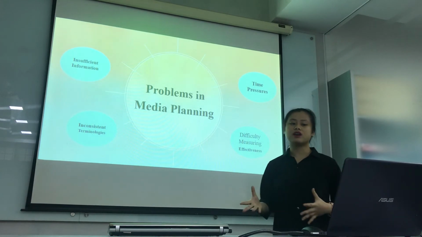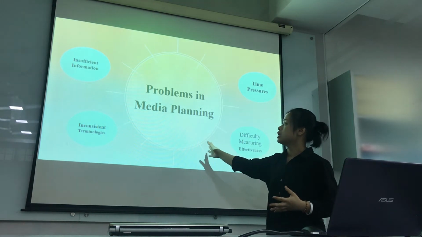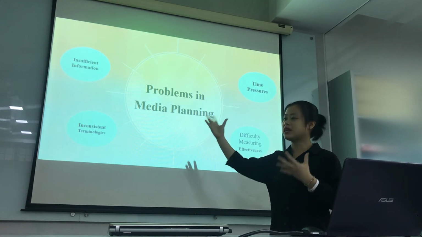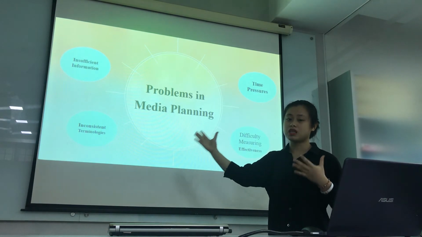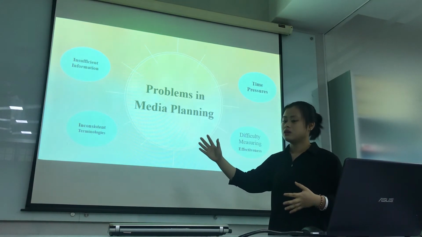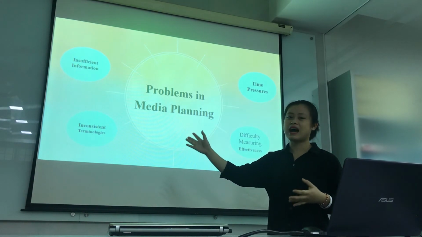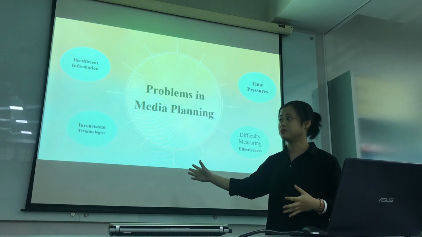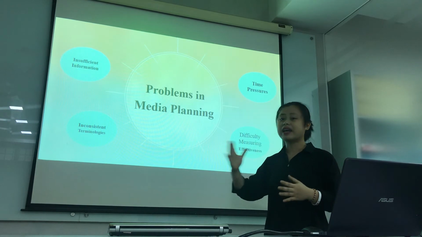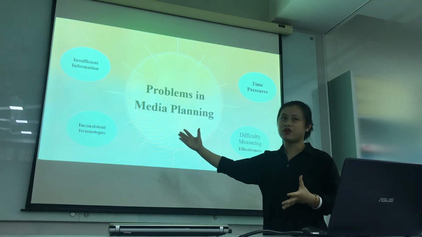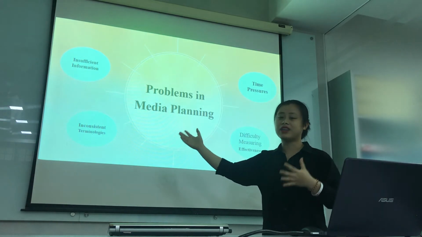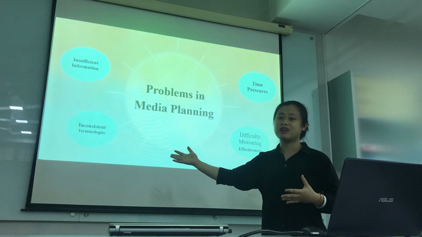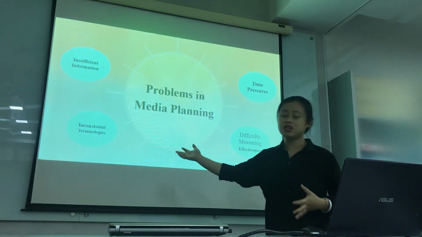The final part is problems in media planning. The first is insufficient information. It means that some data cannot be measured, or it is too expensive to measure, and sometimes data is old and outdated, so it cannot be applied to the present situation. The lack of information occurs very often for small advertisers, and they even cannot afford to buy the information because it is very expensive.